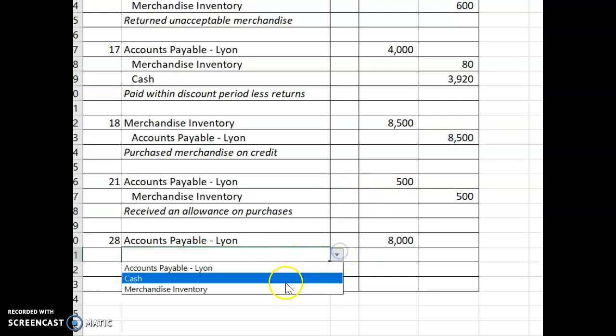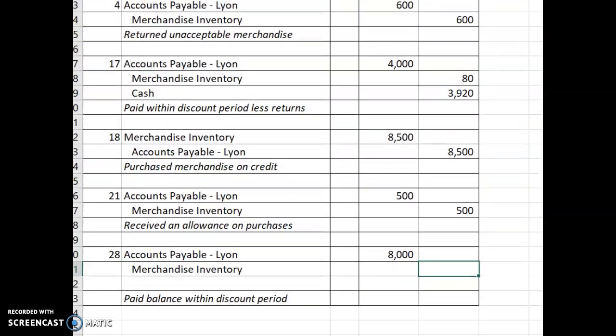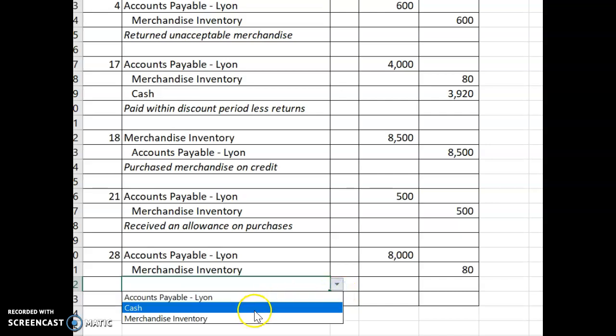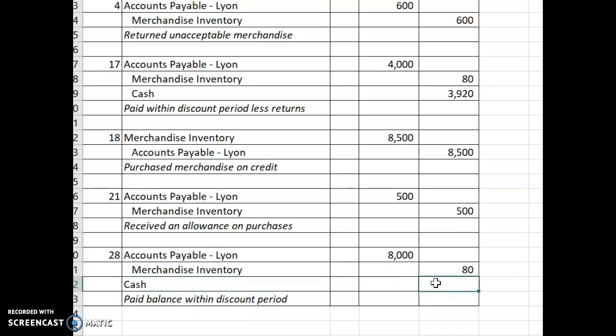We're going to credit merchandise inventory for the amount of the discount. This term was 1% in 10 days, so we'll take that remaining amount that we owe times 1% equals $80. The cash that we pay is the difference between what was left that we owed them minus the discount earned, so $7,920. And that is the conclusion of exercise 4-3.